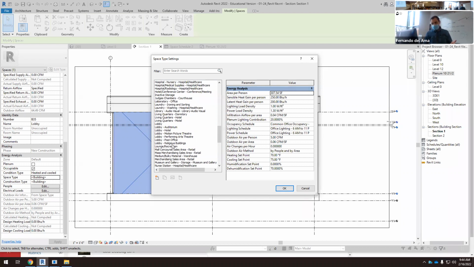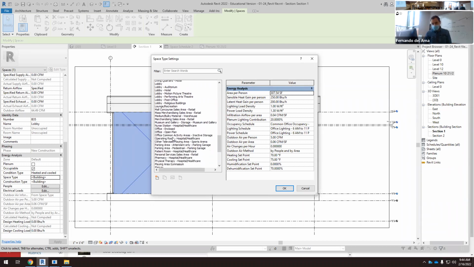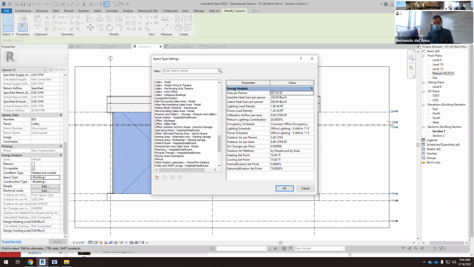It's a lobby of the post office, a religious building, office, open plan, office enclosed. I would say that this building, it's an office enclosed. It's not an open plan because we have partitions. Office common activity areas. Maybe this is the best way to define what this is. It's an office building, but it's a common activity. It's not an office where people are working or whatever. So this is a lobby, okay, so I would select this one. Why? Because I feel like selecting this, but again, it's your decision.